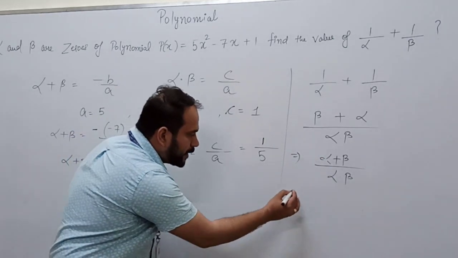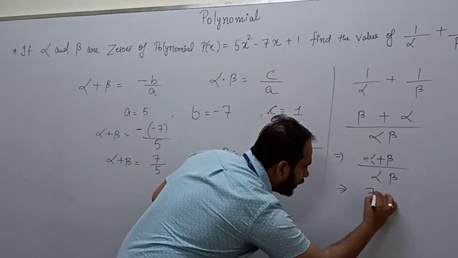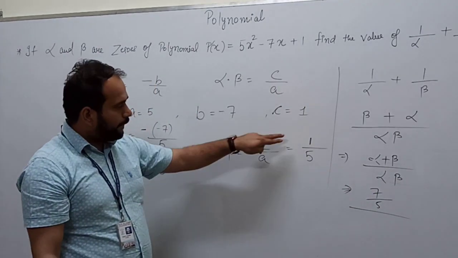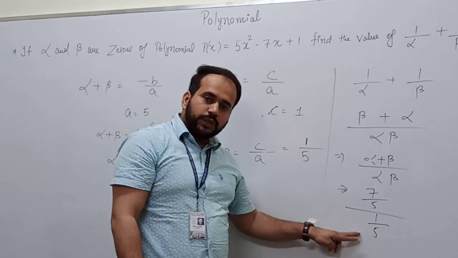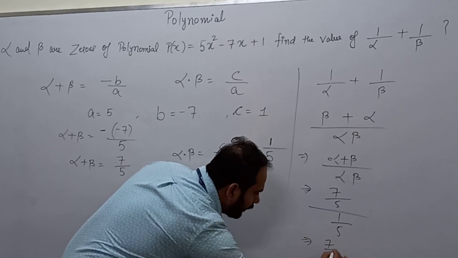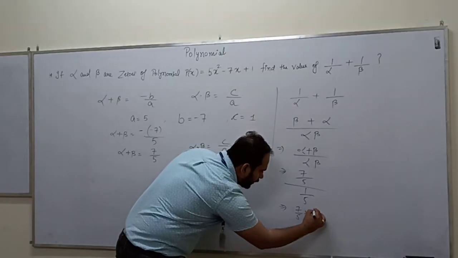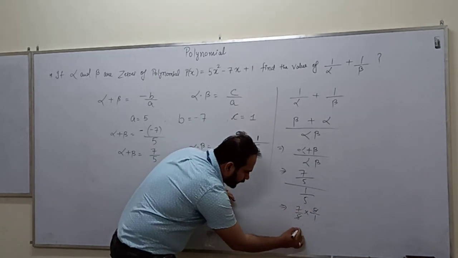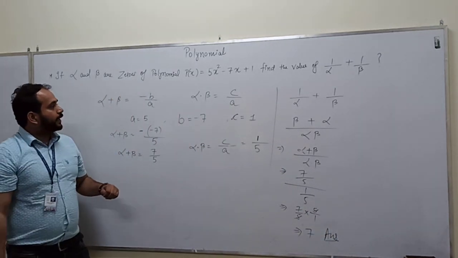And I have already found the values of alpha plus beta as well as alpha beta. What is the value of alpha plus beta? It was 7 by 5, divided by alpha into beta. What is the value of alpha into beta? 1 by 5. Now, everyone knows how to solve these types of problems. It will simply become 7 by 5 into the reciprocal of this term. The reciprocal of this will be 5 by 1. So 5 and 5 will simply cancel out, and I have got the value, which is 7. So 7 is our answer in this case.